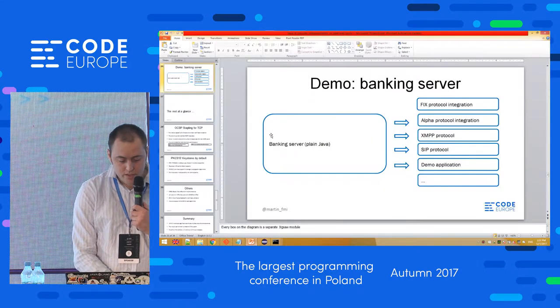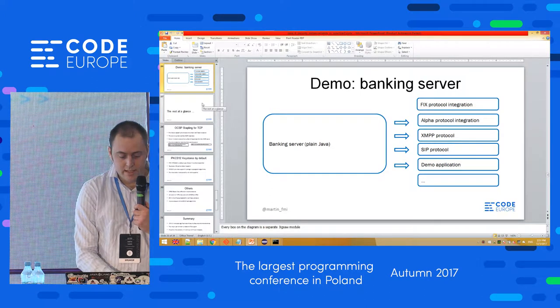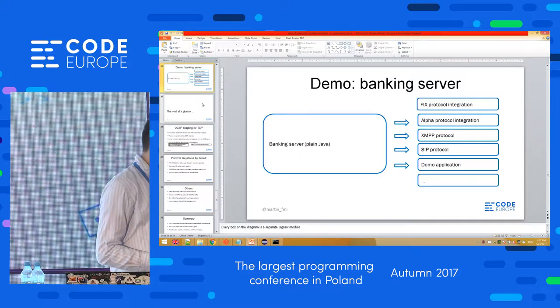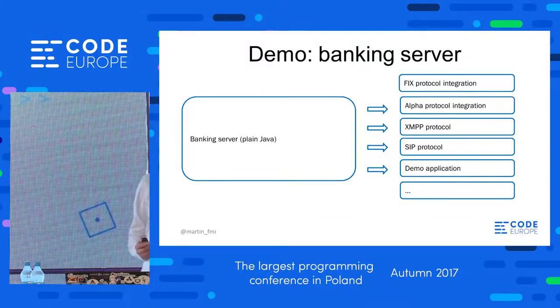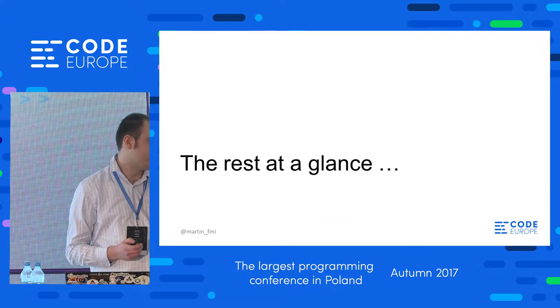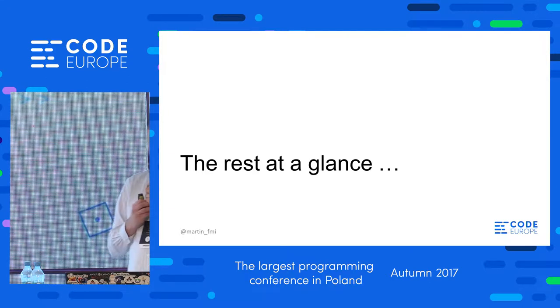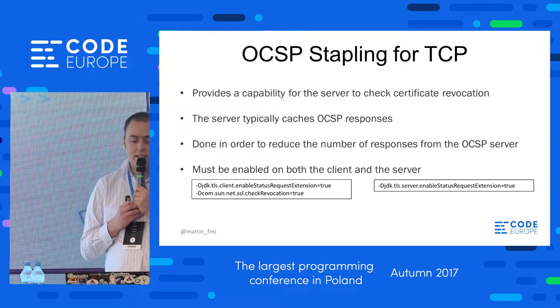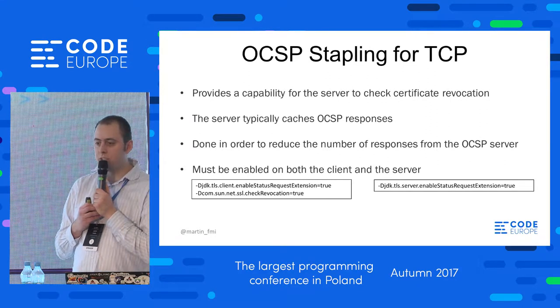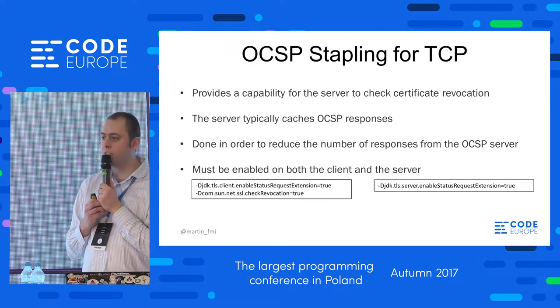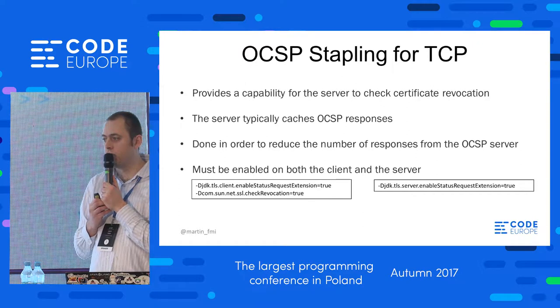One more interesting addition to the new APIs in Java 9 is the so-called OCSP stapling. Let's look, in fact, into the rest of the security enhancements, and we'll discuss some of them in some more detail. So as I said, one of the other enhancements around TLS is OCSP stapling. OCSP stapling is the ability for the SSL server to do the certificate revocation checking.